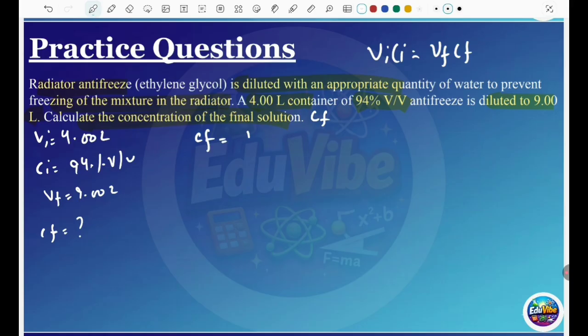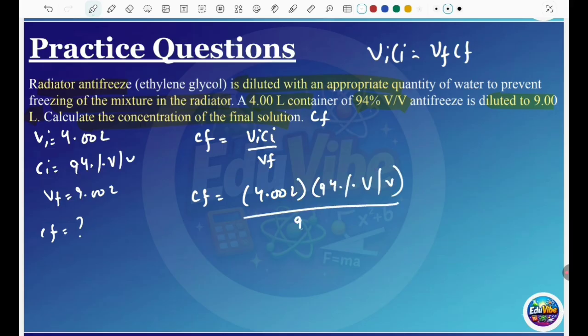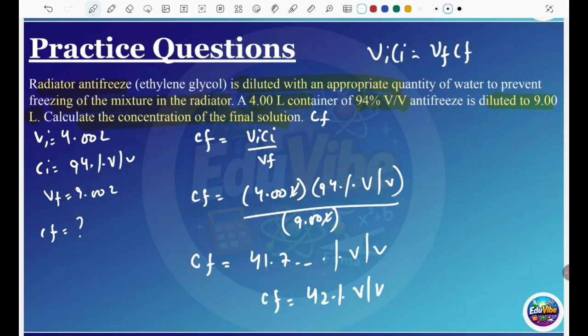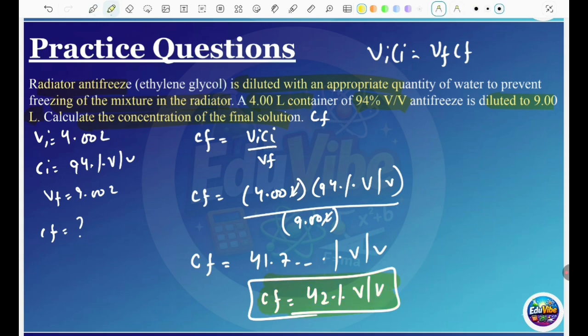So Cf is equal to ViCi upon Vf. Vi is 4.00 liters, Ci is 94% volume by volume. Divide this by the 9.00 liters. Liters will cancel. You will get about 41.7% volume by volume, which is basically 42% volume by volume. Done. That's your answer.